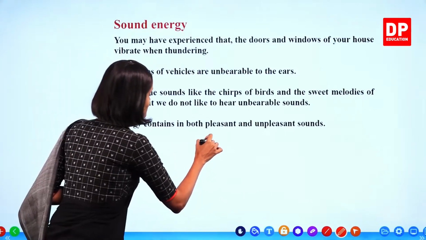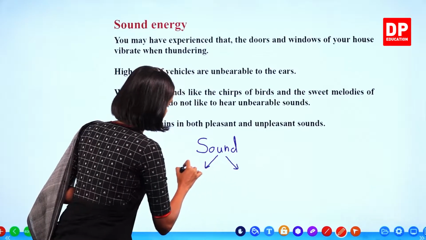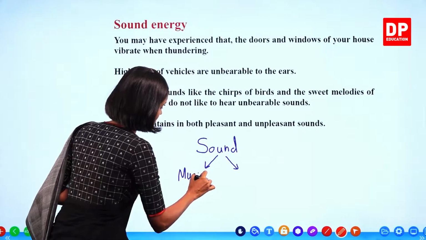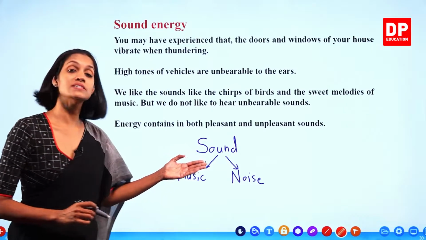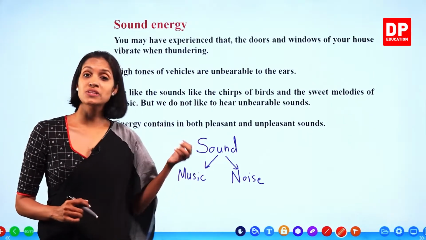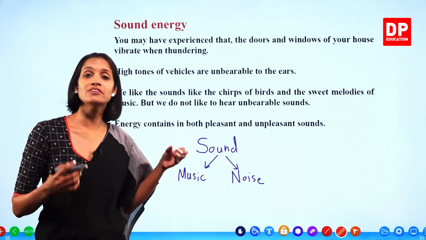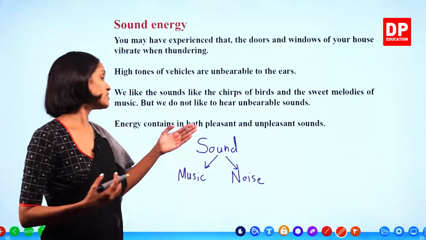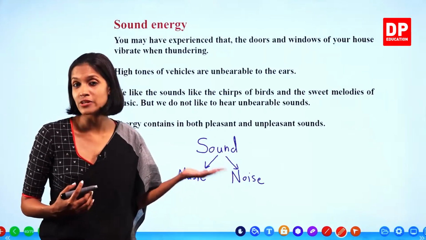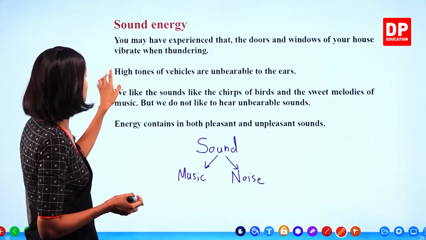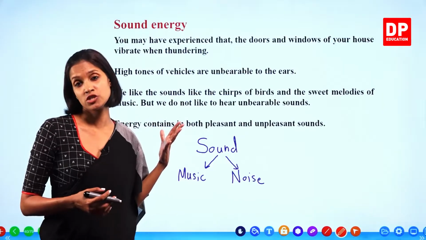So when you consider sound, there are two types: music and noise. Music consists of sounds with a specific rhythm or pattern. Noise does not have a specific rhythm or pattern. Music is pleasant to your ears, but noise is unpleasant to your ears. So the high tones of vehicles are considered noise. That is why they are very unpleasant to your ears.